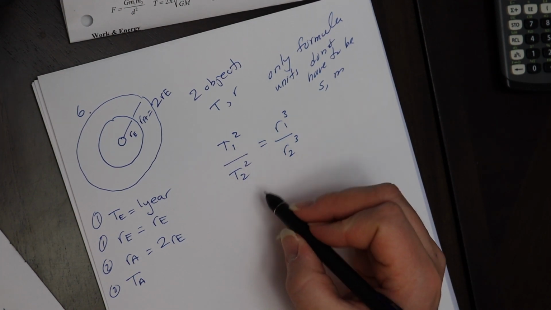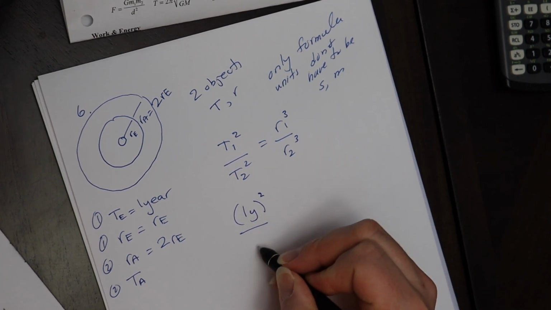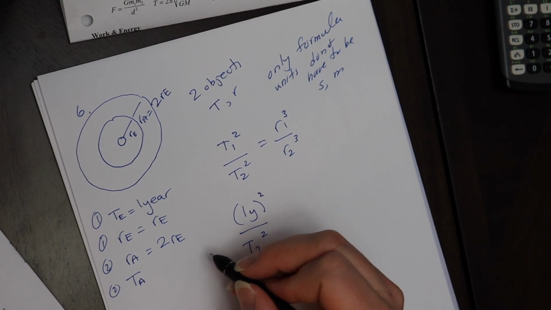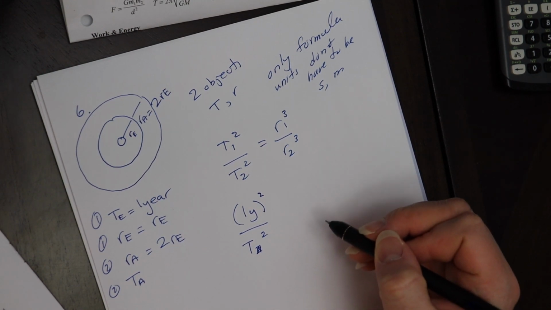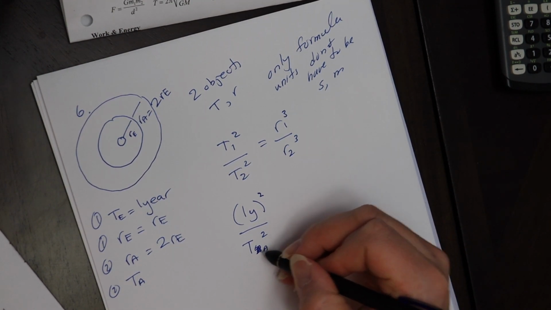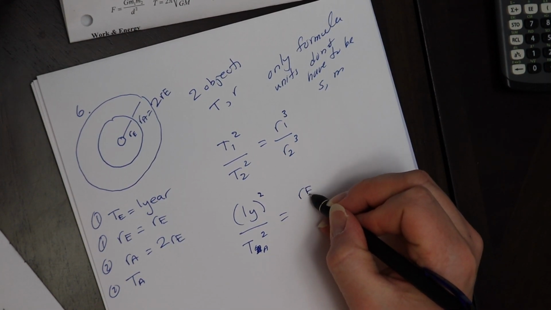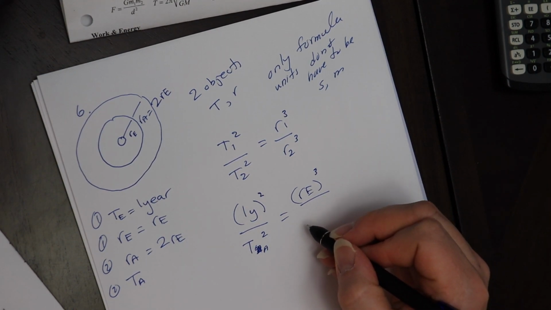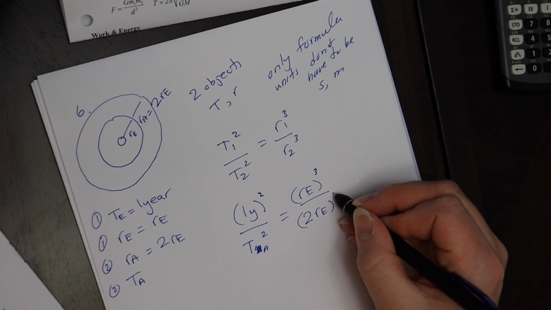T1 is 1 year divided by T2 squared. That's what we're trying to find, right? Basically T2. What is the period of this asteroid? Call it TA. R1 is the radius of the Earth cubed divided by R2, which is 2 times the radius of the Earth cubed.